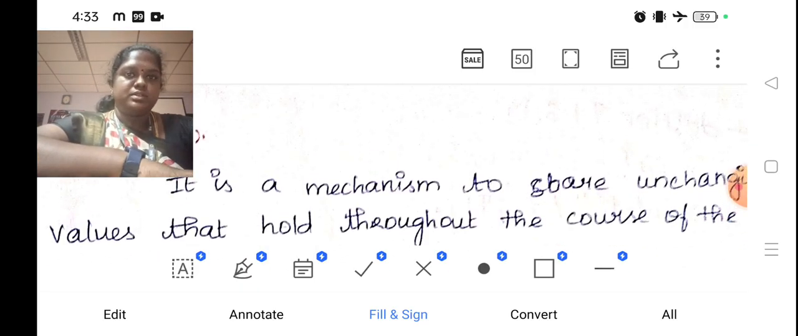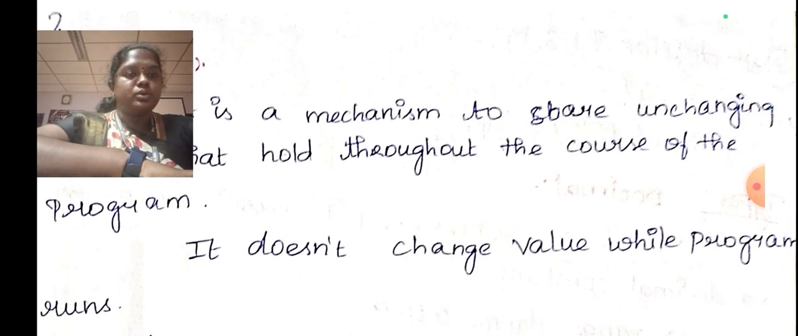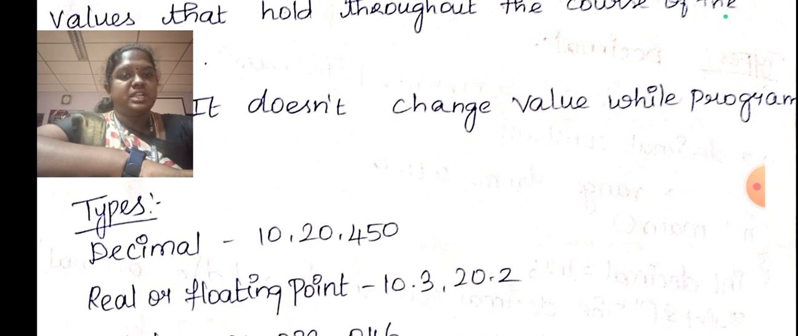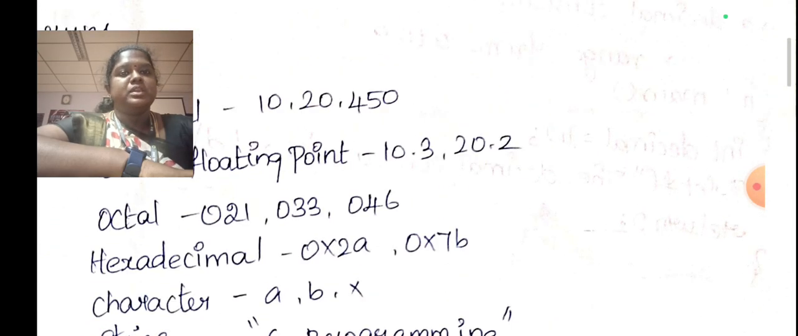Good evening all. My topic is on constants in my video lecture series. A constant is a mechanism to store unchanging values that hold throughout the course of the program. It does not change value while the program runs. Types: decimal, real and floating, octal, hexadecimal, character, strings, etc.